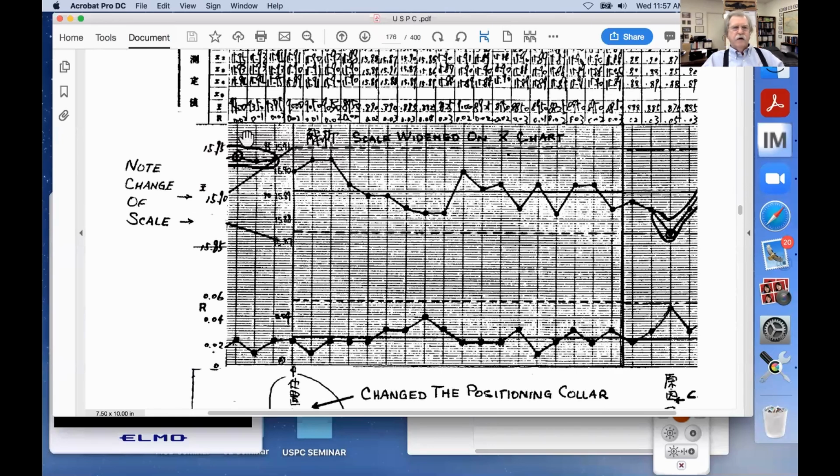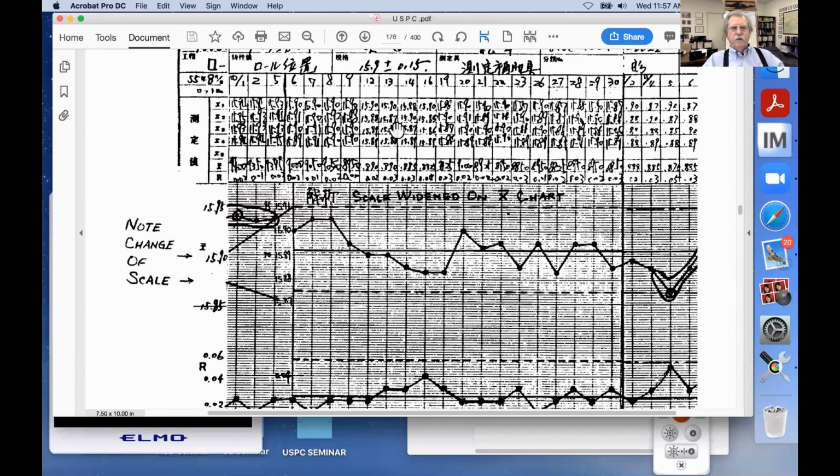Another thing we can see here, look at the handwriting. 1, 2, 3, 4, 5, 6. There are up to 8 people keeping this chart. That becomes important later.